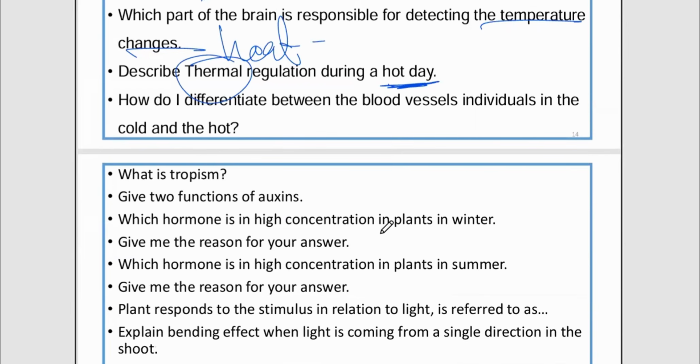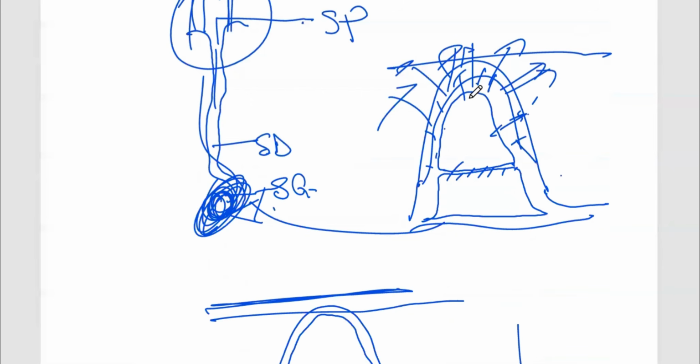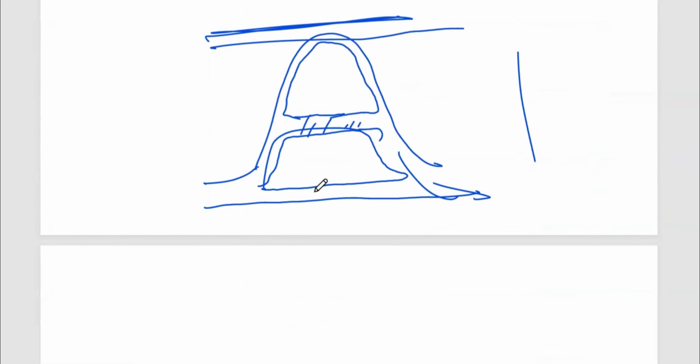So how will I differentiate between the blood vessels of individuals on a cold day and a hot day? We have seen it here, and I've tried to explain them here. On a hot day, they look like this, they dilate. Here, this one tries to be small, more blood flows near the skin. While here, the blood will flow deep under the skin, and less is sent near the skin.